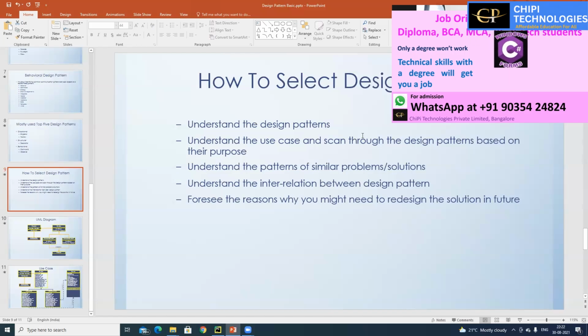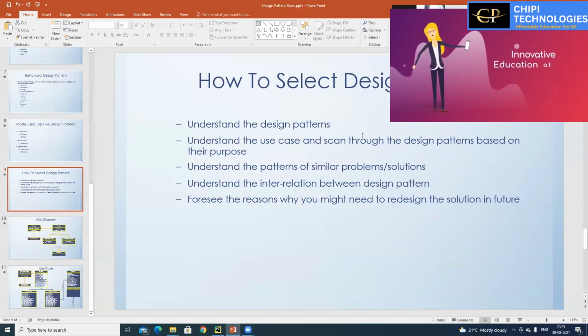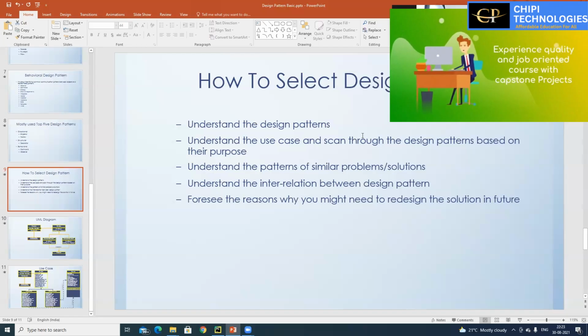when you are thinking about the design pattern, you have to foresee the reasons why you might need to redesign, let's say, when you're selecting a design pattern, right? When you are coming up with a solution, you do not have to concentrate only on today's problem statement, whatever has been given to you. You also need to foresee what are the different things that might come in the future, and you might need to redesign your solution, right?